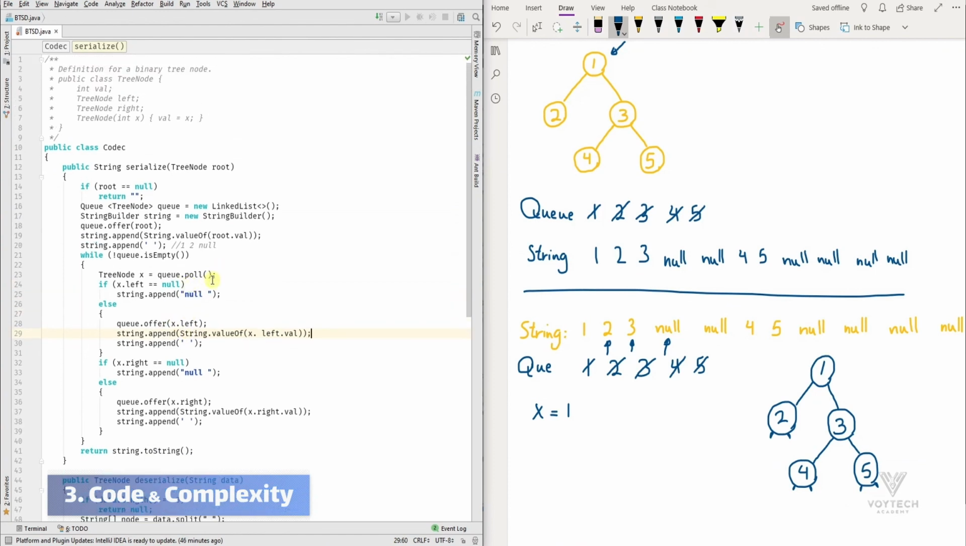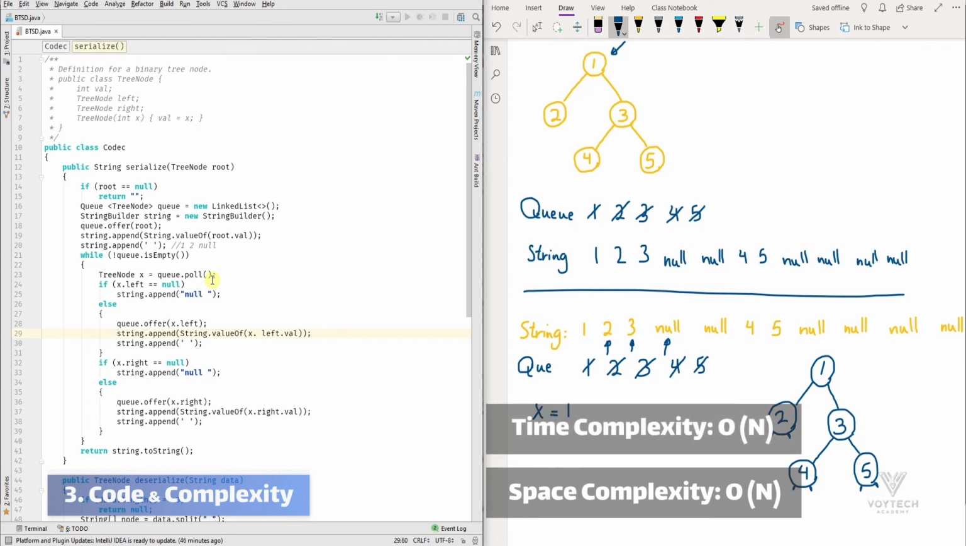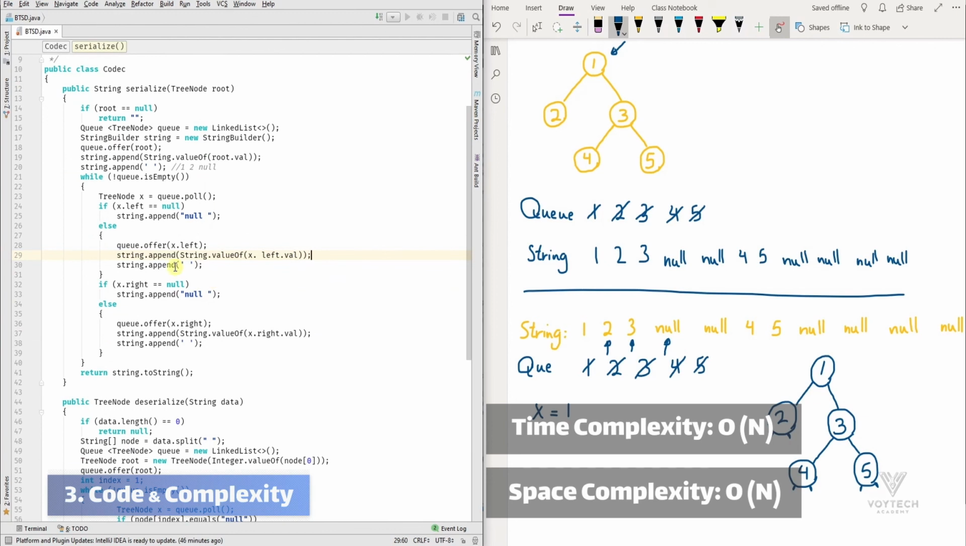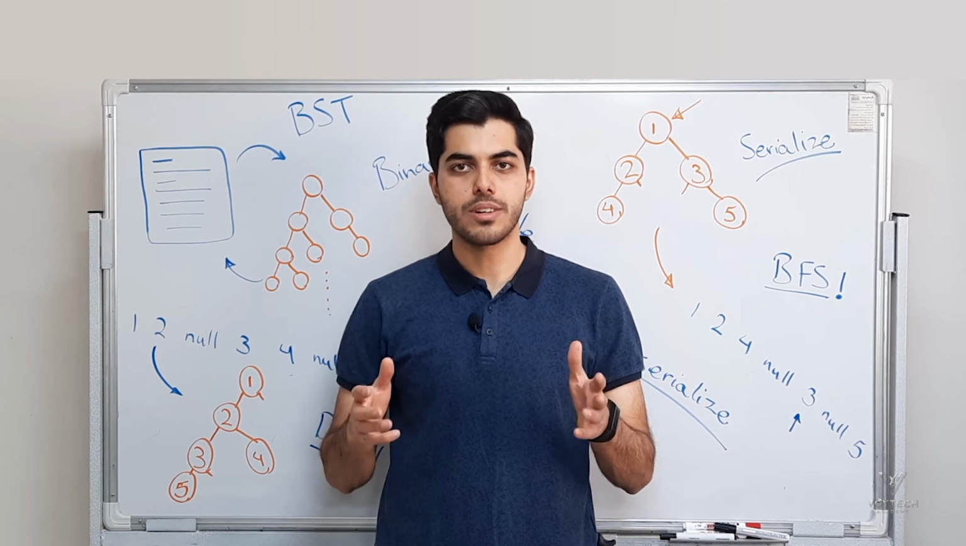The space complexity of this algorithm is order of n, because we save the whole tree nodes and also nulls, but because nulls are proportional to the number of nodes, the space complexity is order of n. And the time complexity is also order of n because we access each node of the tree just once. So as you can see, the time and space complexity are the same as the time and space complexity of BFS on a binary tree. I hope you understood this important interview question.